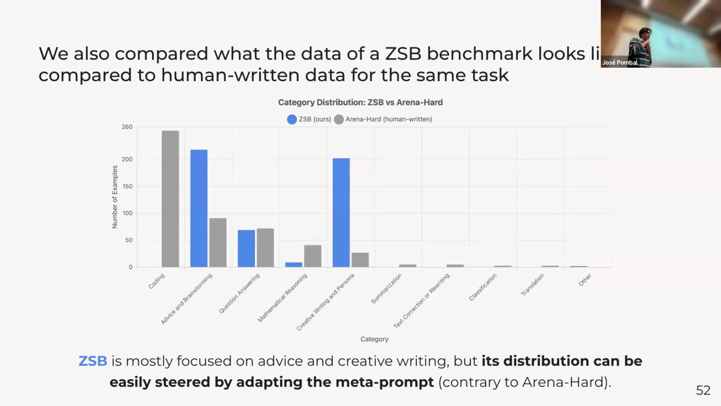This was an experiment suggested to us by reviewer 2. It was actually reviewer 2 in the conference we submitted this work to. And it's a comparison of the topics and the distribution of topics of our English language ZSV for general capabilities versus ArenaHard, which is kind of, at the time, the standard benchmark for this sort of thing. And it turns out, I was quite surprised with this, but ArenaHard is half code. Both of them have 500 instances, okay? So half of ArenaHard, the gray bar, is code. They call it general capabilities, but most of it is code.